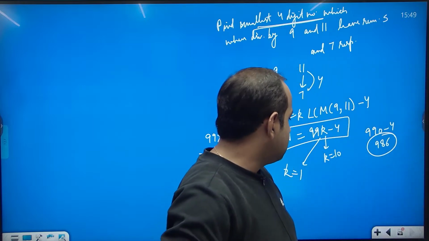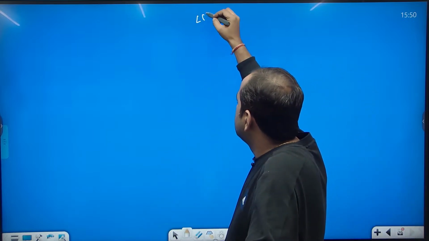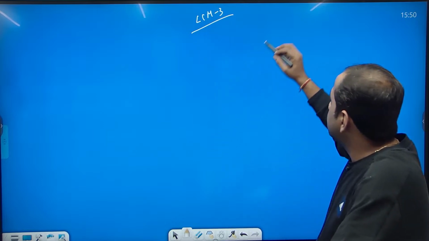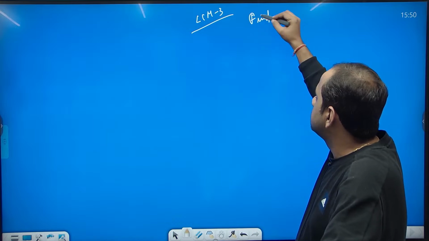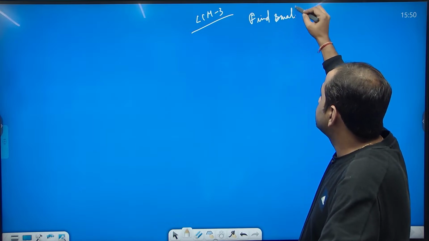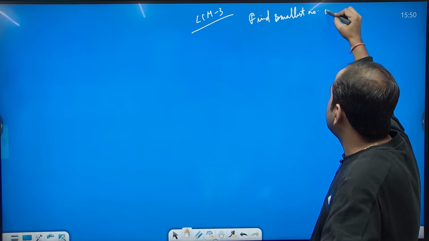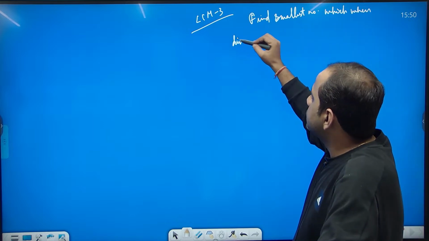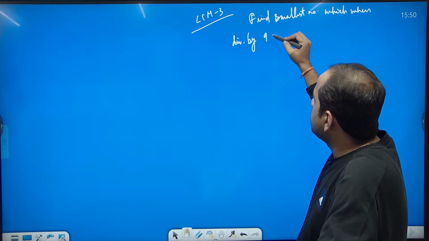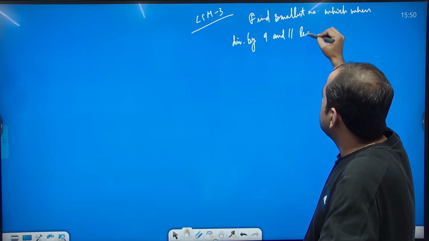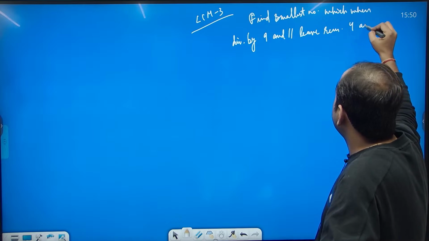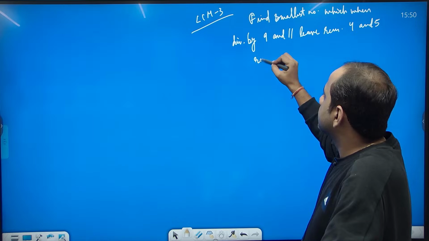Now let's move on to the third and the last type of LCM model. LCM model 3 question is of type, if I say you have to find the smallest number, find smallest number which when divided by 9 and 11 leave remainder 4 and 5 respectively.